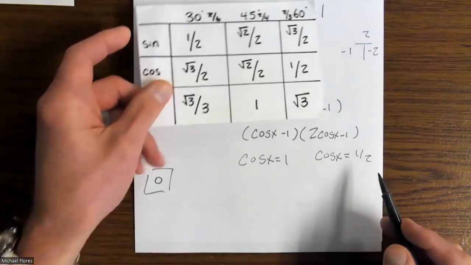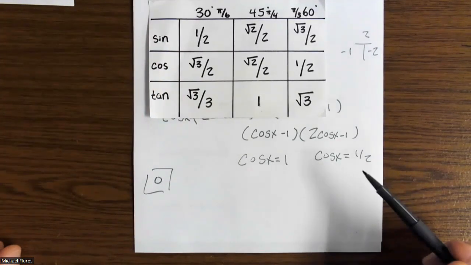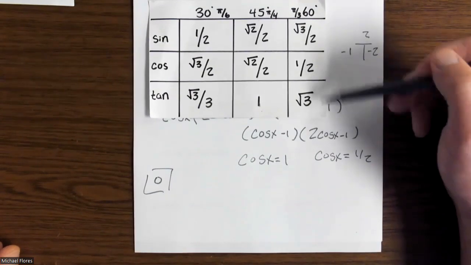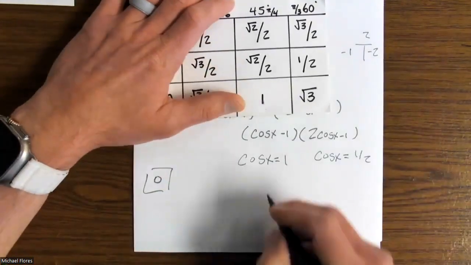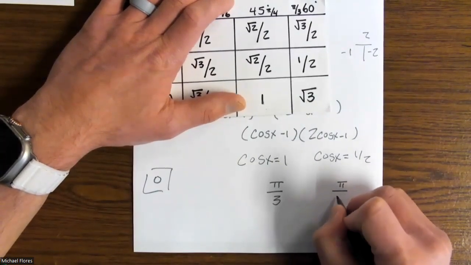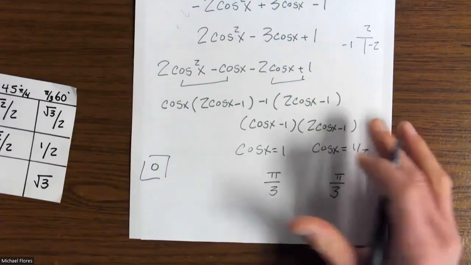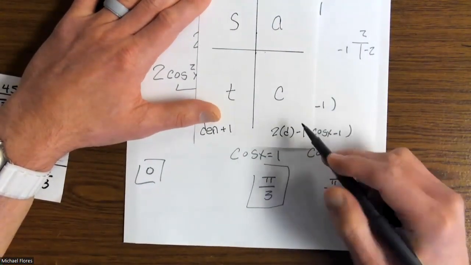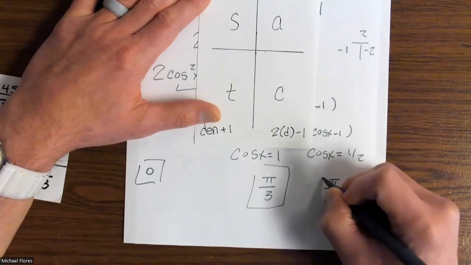Okay, cosine of 1/2. Here's your trig chart. Cosine is 1/2 here. That is the pi over 3 family. So let's write down pi over 3 twice. Cosine is positive in quadrant 1, and then in quadrant 4.